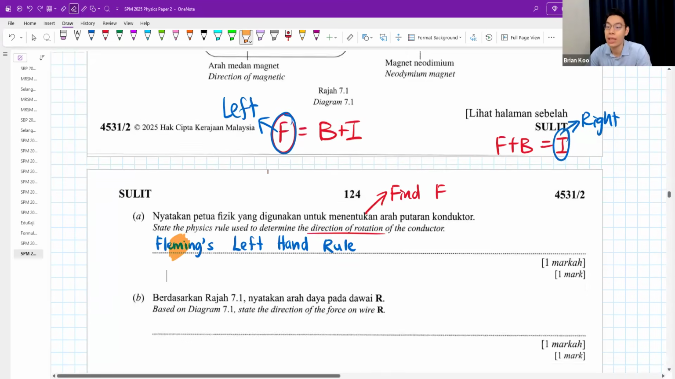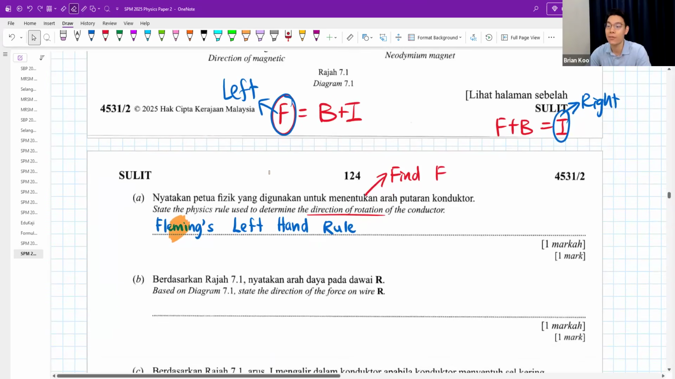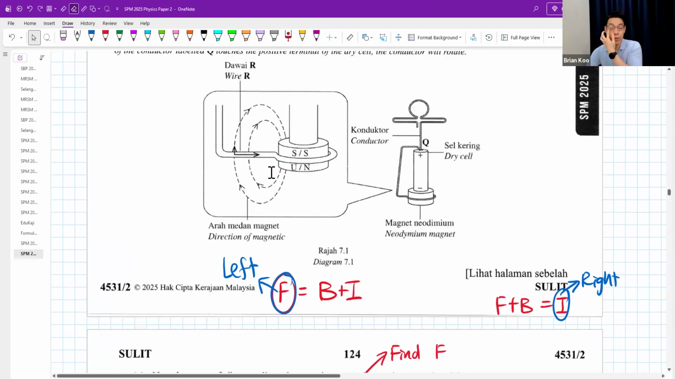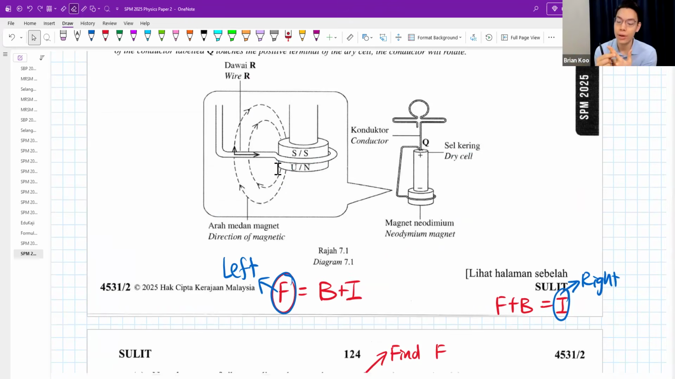Part B, based on the diagram, state the direction of force on wire R. So you try to use your Fleming's left-hand rule. Your three fingers: the force is your thumb, the B finger is your magnet finger, and the I is your current. Okay, please do one at a time and make sure you're using your left hand. My watch hand is my left hand.